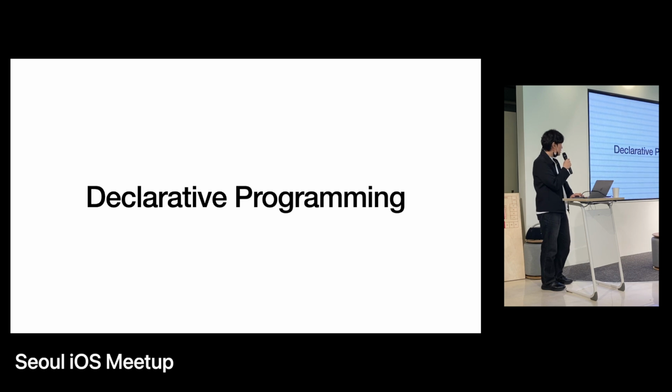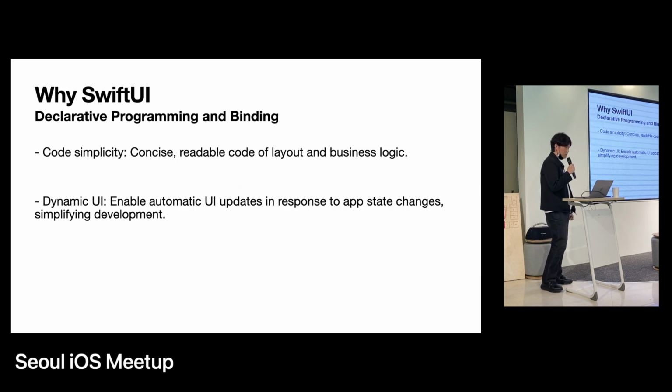So I think this may not be a perfectly correct metaphor, but this is how to explain declarative programming really easily. You can easily get code simplicity, concise and readable code for layout and business logic. And also, including declarative programming, I think the powerful thing about SwiftUI is binding variables. It enables automatic UI updates through binding variables, in response to app state changes, which simplifies development.